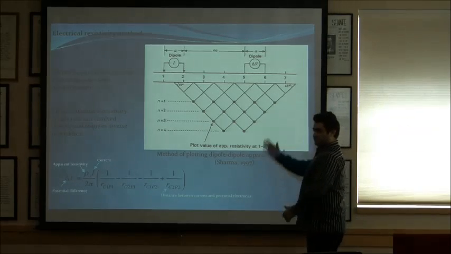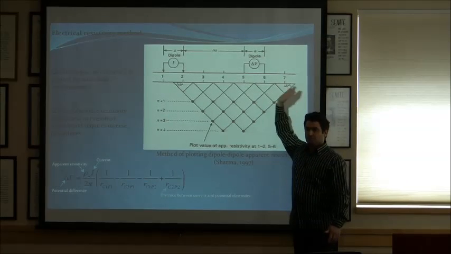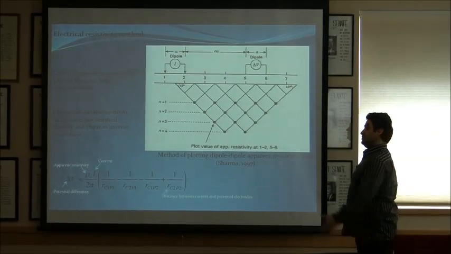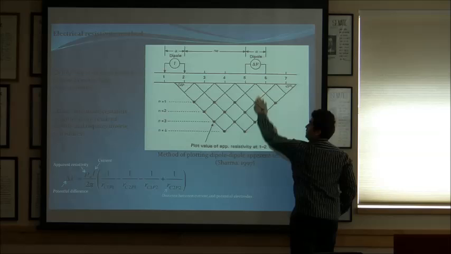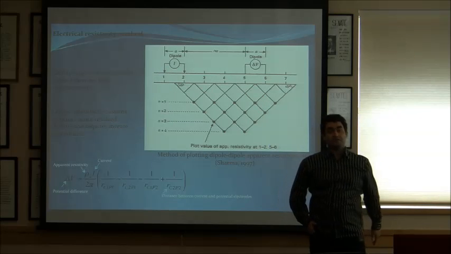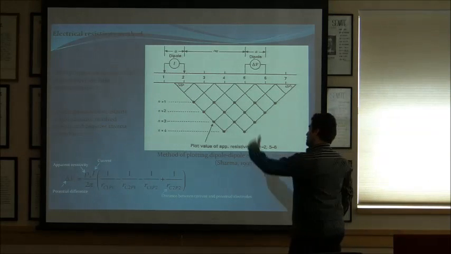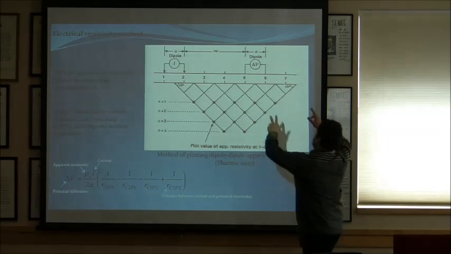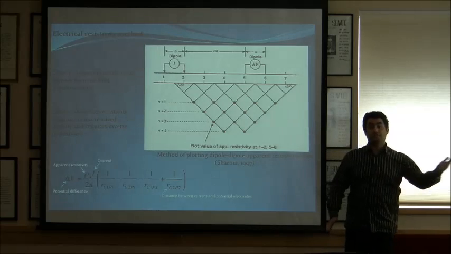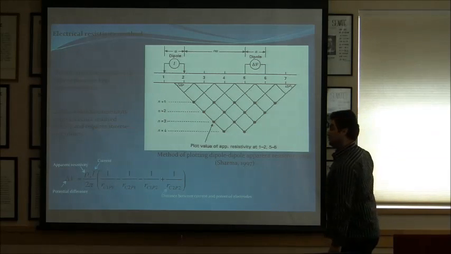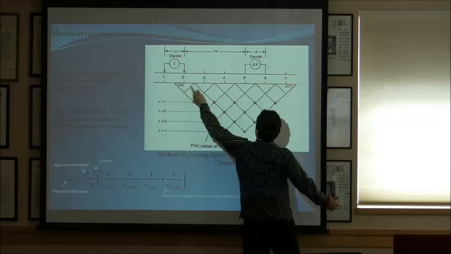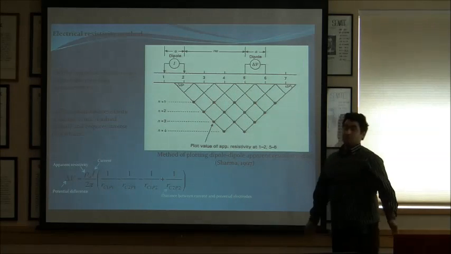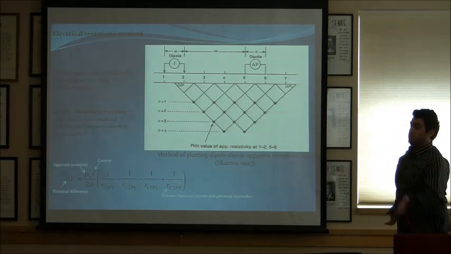In most inversions out there, the lateral resolution is just half the electrode spacing. So if your electrode spacing is 1 meter, your lateral resolution will be 1 meter as well. Vertical resolution is a little bit different. It's based on how these 4 electrodes are arranged. There are several arrangements you can make. For example, you can put the current electrodes at 1 and 6 and switch the potential electrodes at 5 and 2. This is called Schlumberger, for example.